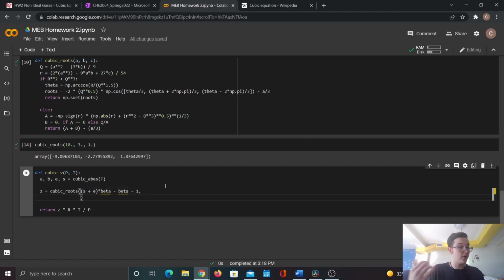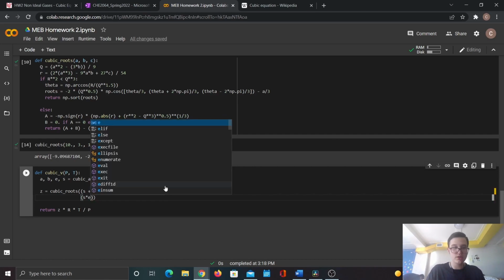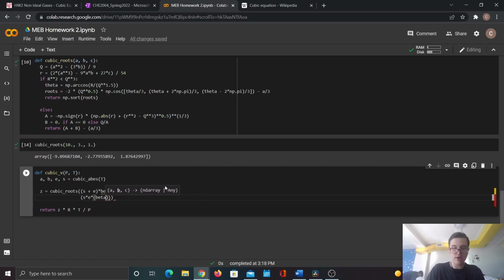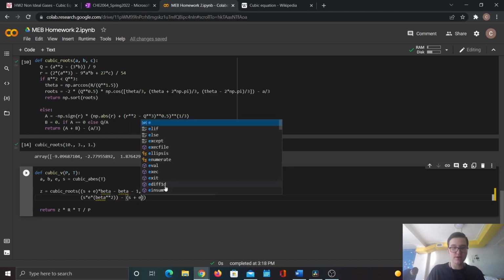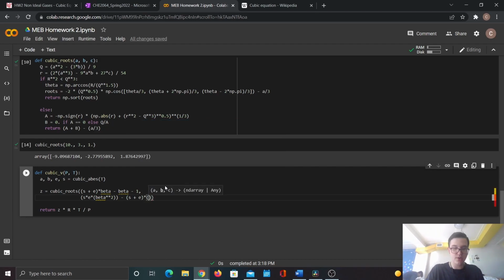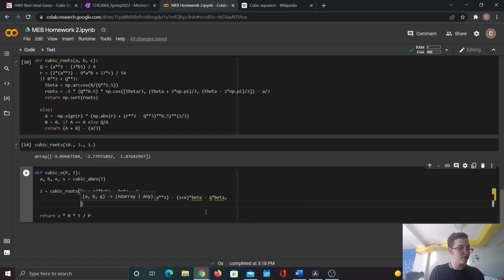So next up is for z, we have sigma, so s times e times beta squared minus s plus epsilon, so e, times, again, beta squared minus s plus e times beta minus q times beta. So now we have that one. That one's longer. And now we have c.